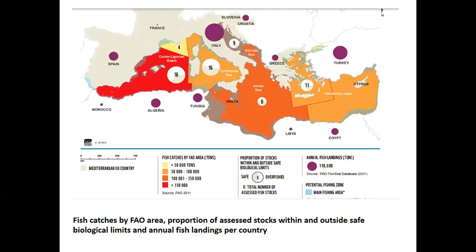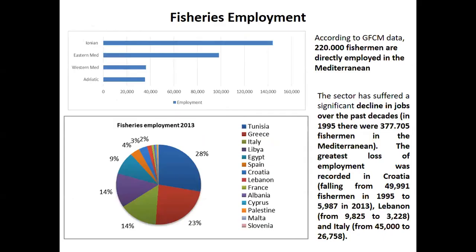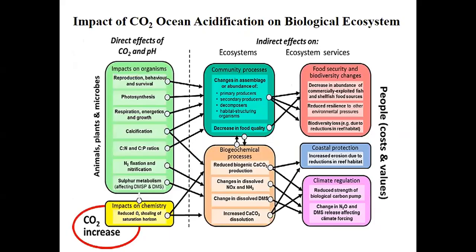This is the distribution of the countries and the areas by FAO for the fisheries activities. According to the data, 220,000 fishermen are directly employed in the Mediterranean, and this is the distribution of fishery employment in the different countries.